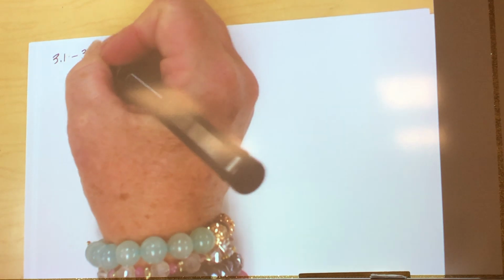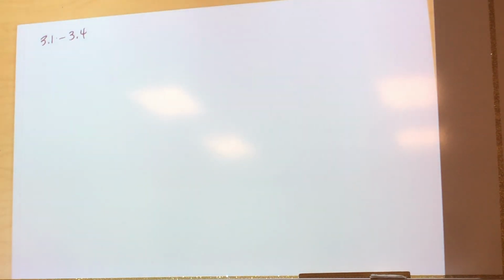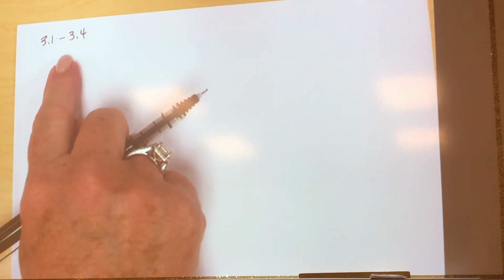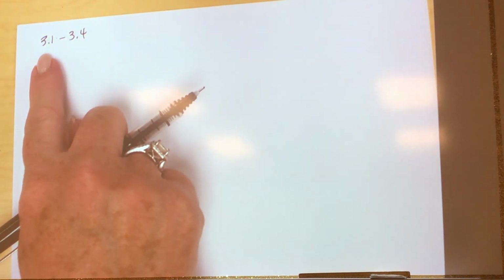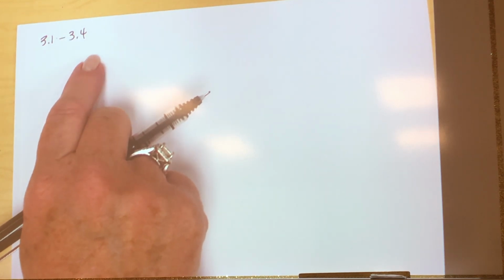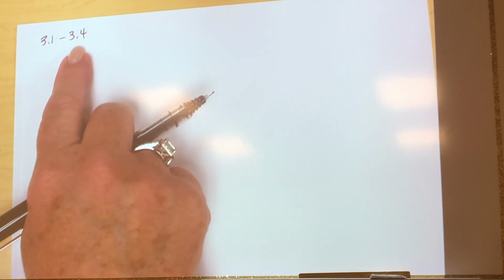Okay, so here we go. We're fixing to start on 3.1 through 3.4. Most of this stuff is going to be a review. 3.1 we're going to do today. 3.2 we'll do tomorrow. 3.1 you already know how to do. 3.2 won't be bad. 3.3 will be easy. 3.4 will probably be the most difficult of them.